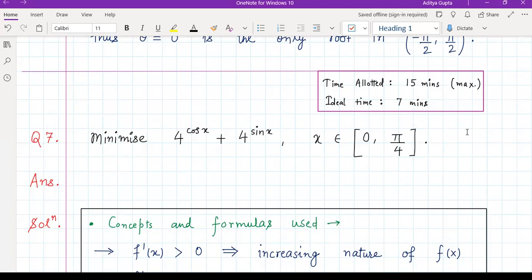Maximum time allotted for this question would be 15 minutes. Ideally, you should try to do it within 7 minutes. So you can pause the video, give the question a try, and then return back to have a look at the correct solution. I hope you all have tried it out. Now the answer to this question would be 5, and let us also see how to solve it.